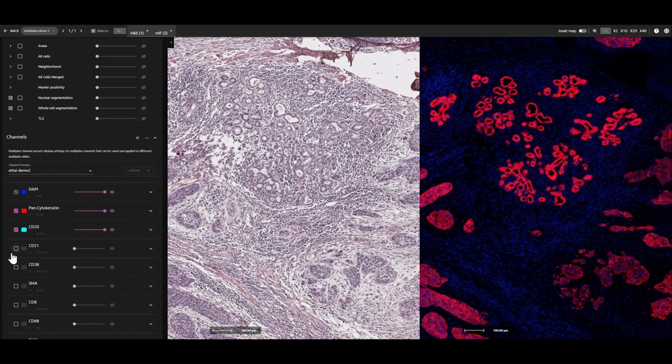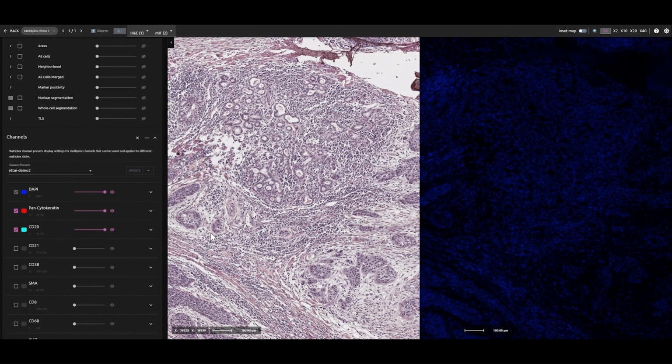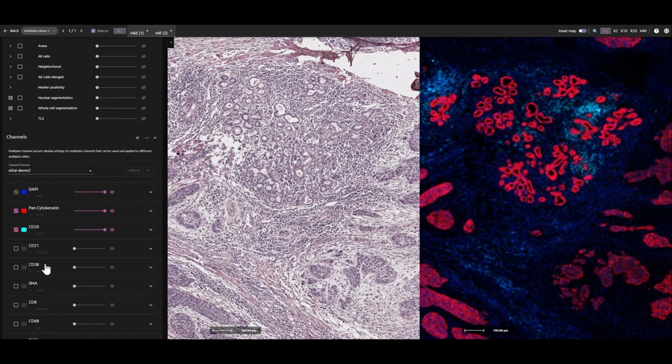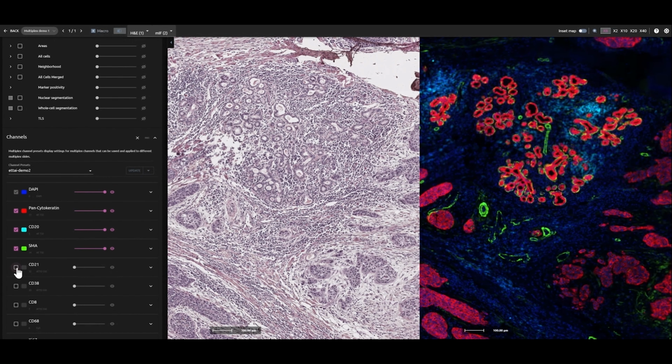Once we start turning on markers in the multiplex imaging, you can see we turned on in red pancytokeratin, and in blue you can see CD20 for B cells. You can really start to see the subtypes and the architecture of the tissue. Here, for example, you can see that we have several B cell aggregates, and also we can see that around the tumor cells we have smooth muscle actin, which is in green, which can color myofibroblasts.